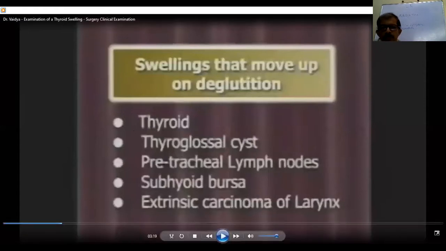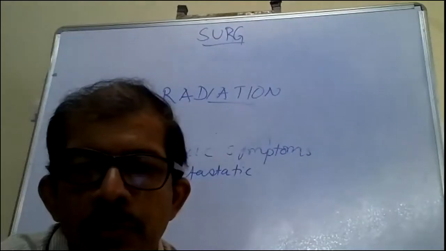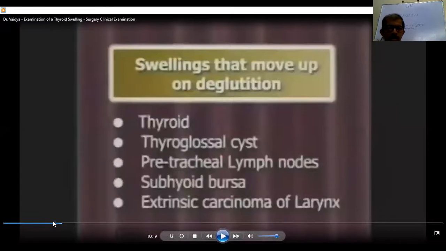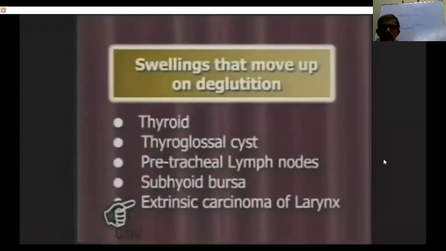Then, of course, protrusion of the tongue. For thyroglossal cyst, it was already demonstrated: the movement with the protrusion of the tongue. Let us see that. Here you will see the swelling moving, along with the other swellings that also move on deglutition: thyroglossal cysts, pretracheal lymph nodes, subhyoid bursa and extrinsic carcinoma of the larynx. A swelling not attached to the pretracheal fascia, like this lipoma, will not move upwards during deglutition. Note the upward movement of the thyroid cartilage, but not of the swelling.